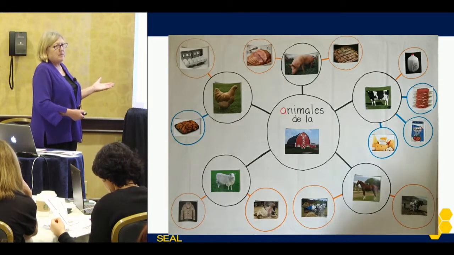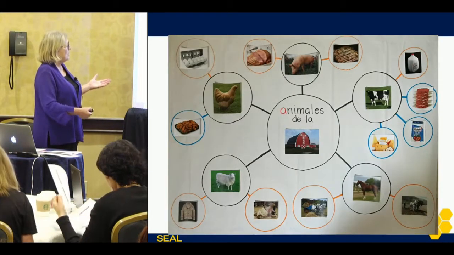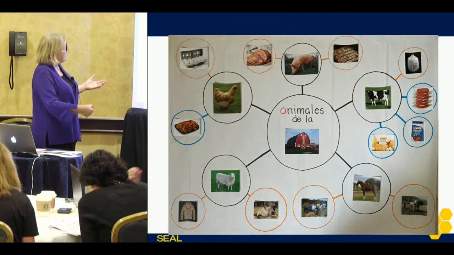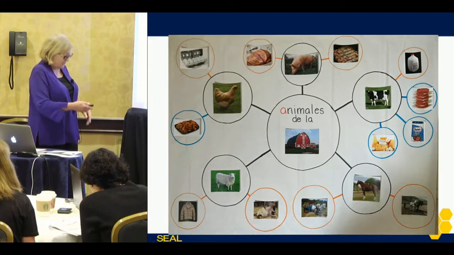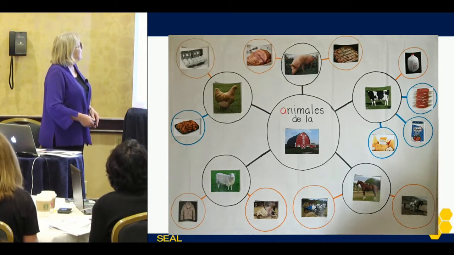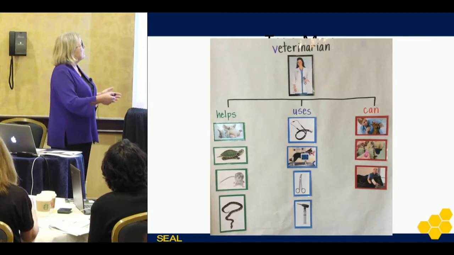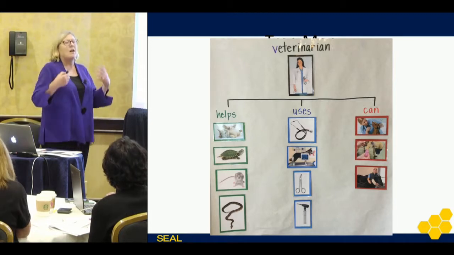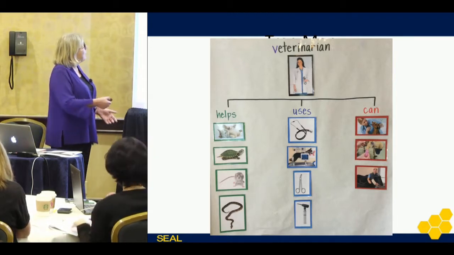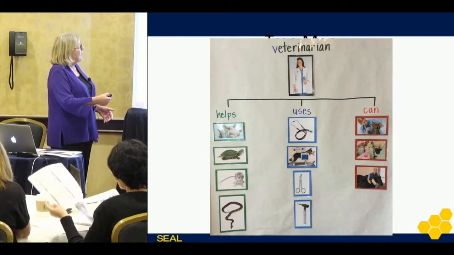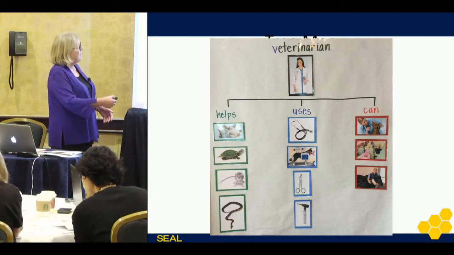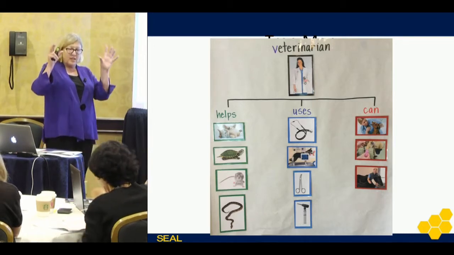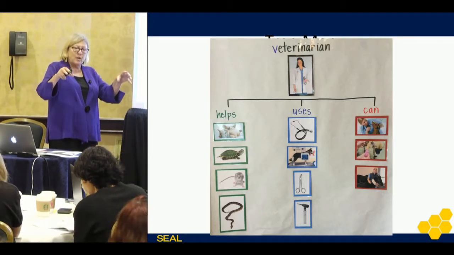So a web, great for description. We're describing animals on the farm, the different animals on the farm, the different products that they all have. This was from Roxana's classroom where you saw the video. Or a tree map. We're doing community workers, and we want them to be able to describe what these workers do and what their tools and equipment are and how they really help. And so a tree map, veterinarians help these animals using these tools. They can do this.